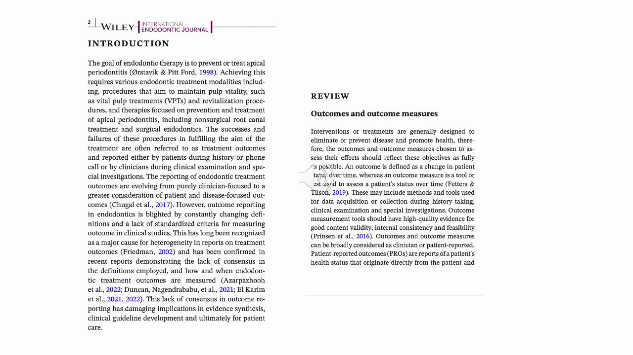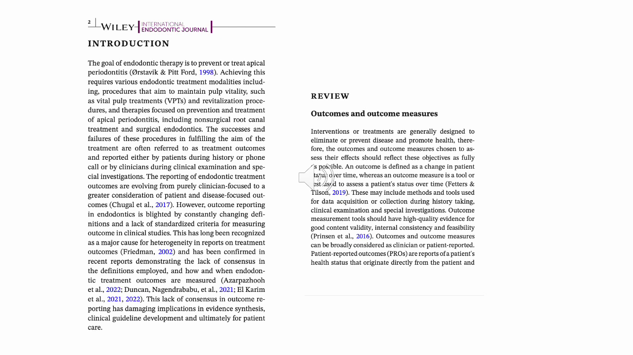The success and failure of this approach are referred to as treatment outcome and is reported either by the patient or by the clinician during clinical examination and special investigations. The reporting of endodontic treatment outcomes is evolving from purely clinician-focused to patient and disease-focused outcomes.